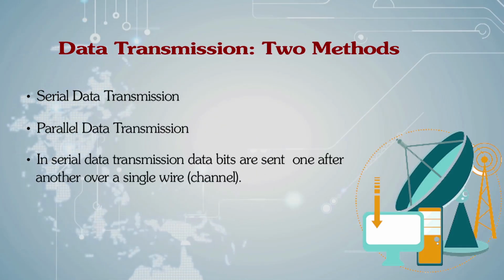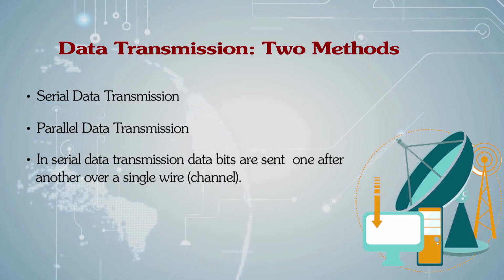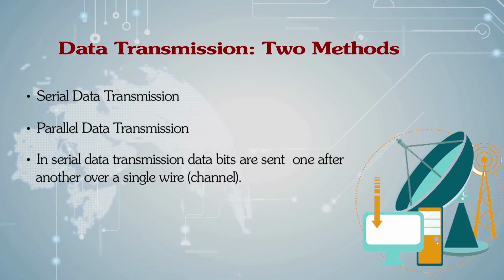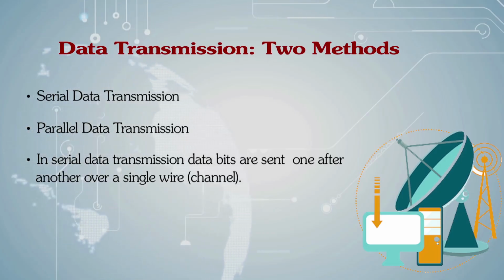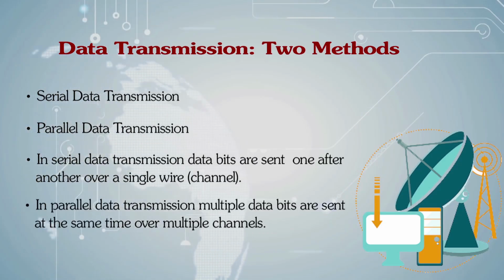In serial data transmission, data bits are sent one after another. First bit, then second bit, then third, fourth, fifth, like this it moves over a single wire. There is only a single wire, and if you have to send multiple bits, they are sent one after another. In parallel data transmission, multiple data bits are sent at the same time over multiple channels. So for serial, only one channel; for parallel, there could be multiple channels.